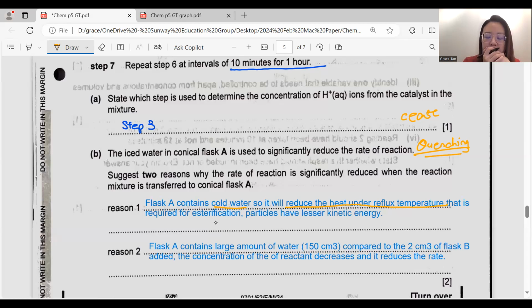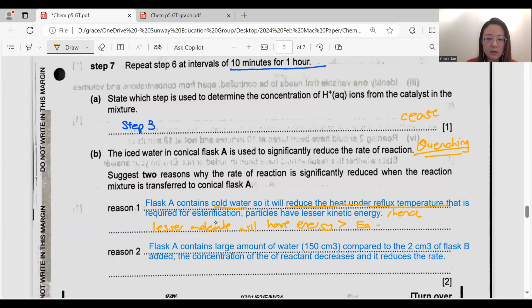Can I prolong reason number one? Particles have lesser kinetic energy. Hence, fewer molecules will have energy greater than the activation energy, because they have lower kinetic energy. So I make it sound more like an AS paper 2 kind of answer. Why high temperature can increase the rate is because there are more molecules that have energy greater than the activation energy.